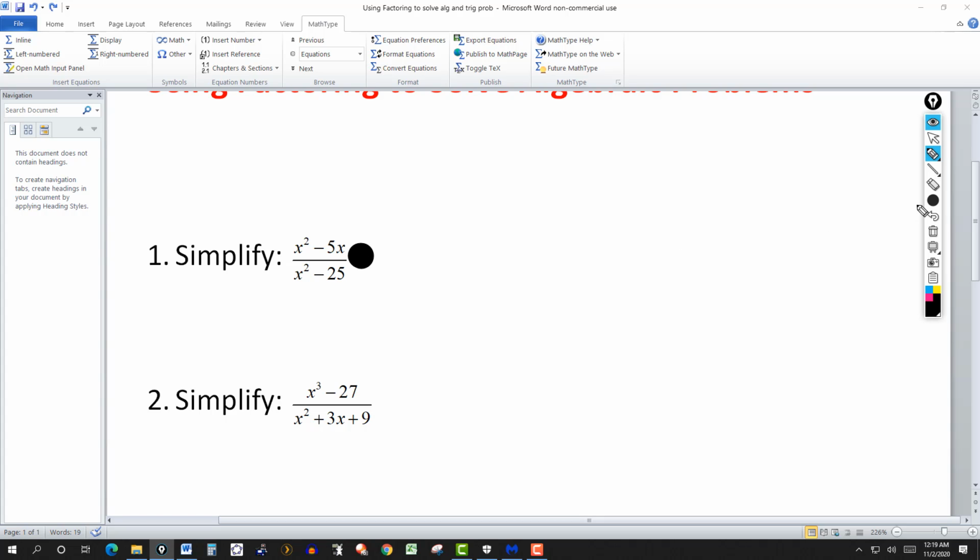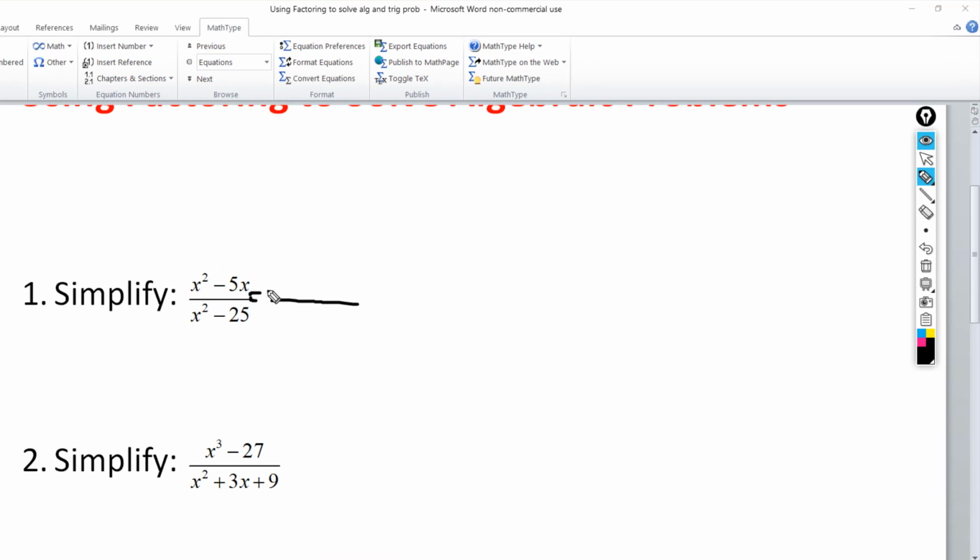So in this case, the numerator is a binomial. So the first thing we look for is to see if we have a common factor, and each term has a factor of x. So we can take out an x from the two terms of the numerator. That leaves me with x squared, factor out the x, that leaves me x. Take out the x from a minus 5x, that leaves me minus 5. So the numerator factors into x times x minus 5.